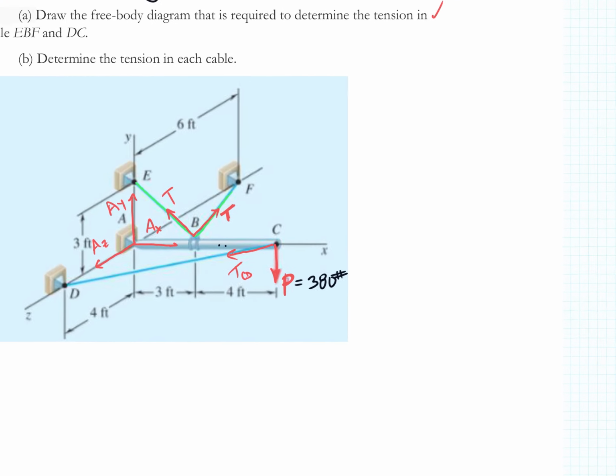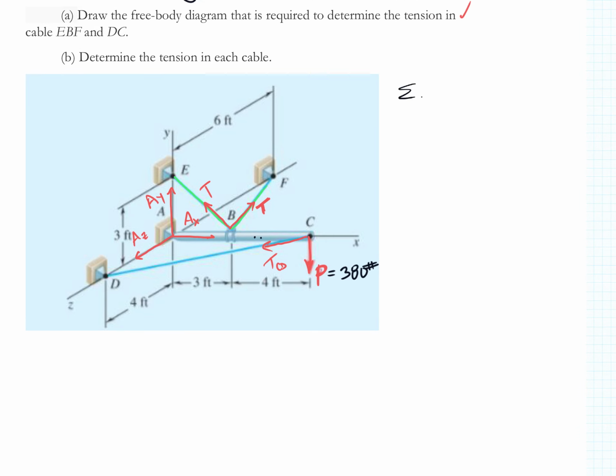So now, we're in 3D, so we've got equations. Sum of the forces equals 0, that's 3 equations. Sum of the moments equals 0, that's 3 equations. Whew, 6 equations. How many unknowns do we have? Well, it looks like we've got AX, AY, AZ, T, and TCD. Well, that's nice. We've only got 5 unknowns. 5 unknowns means we won't need all 6 equations, but we're going to have to be a little clever about which ones we use.